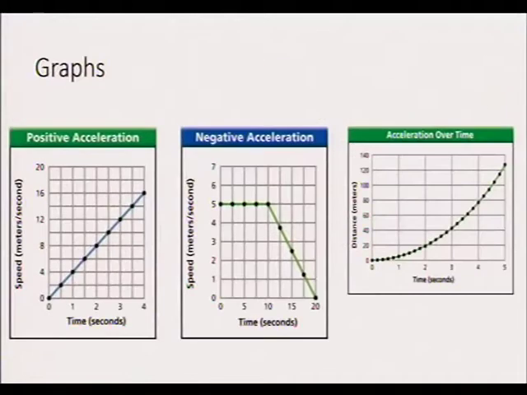Then here you'll be asked to draw graphs, read graphs, explain graphs, or discuss them. The first one is a positive acceleration. There is an increase. There is a negative acceleration, where you see the graph is slowing down. The slope is negative, so it's a slowing down, and then there is the acceleration over time. The last one, you can see how the acceleration is increasing with time.